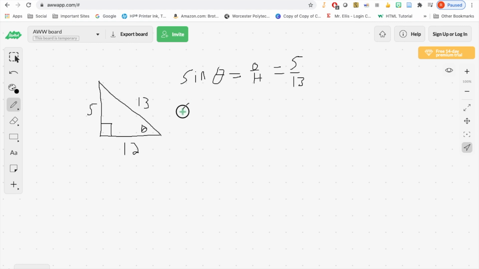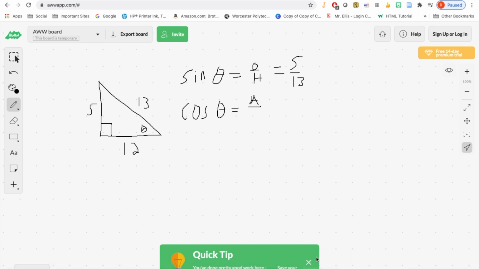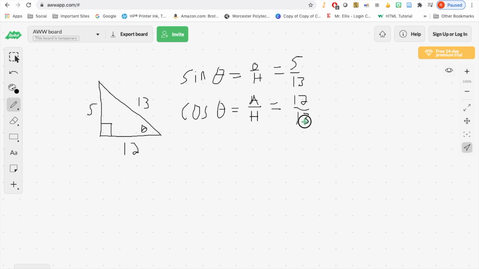Let's try evaluating cosine theta. And I apologize for the poor handwriting here. I'm trying to use a trackpad for this. But cosine. Cosine is adjacent over hypotenuse. So let's see. Here's theta. The adjacent side to this is the 12. And the hypotenuse is 13. So there we go. Sine theta is 5 over 13. Cosine theta is 12 over 13.